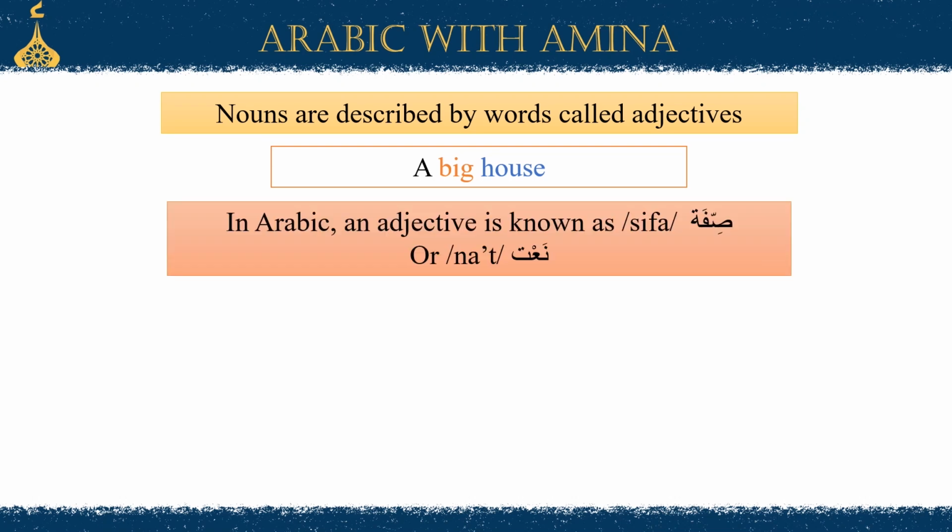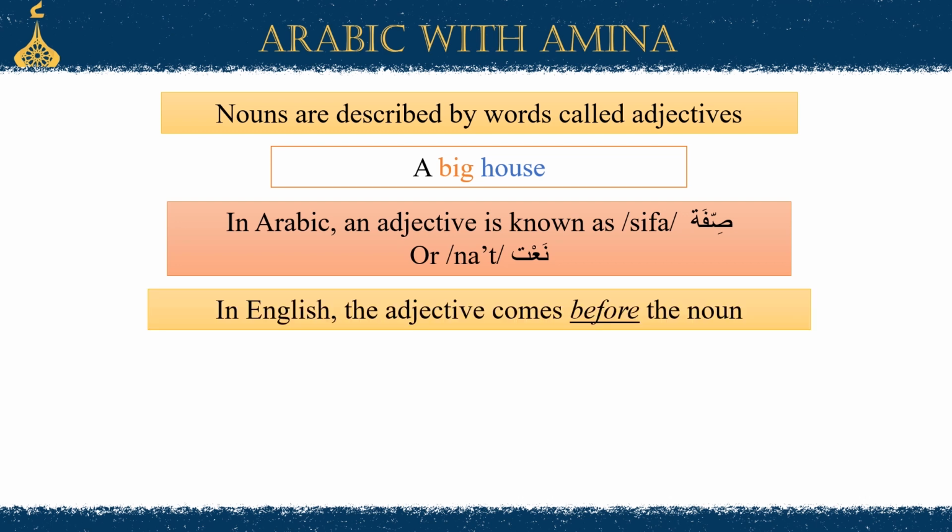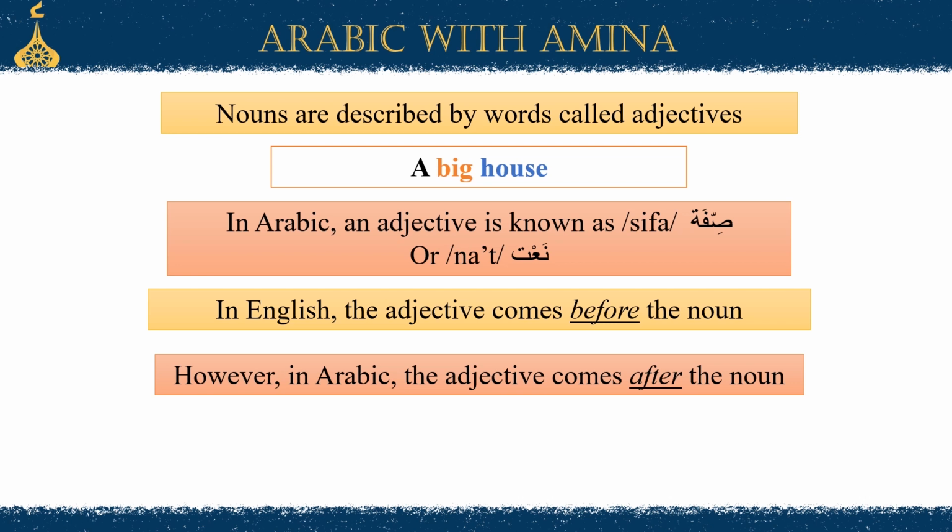In Arabic, an adjective is known as صفة or نعت. Both mean adjective. But there's something important to note. In English, the adjective will come before the noun. As in the example, a big house, we first have the adjective big and then the noun house. In Arabic, it's the opposite. The adjective comes after the noun.